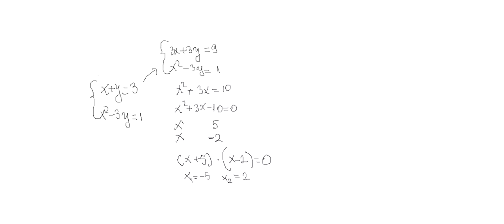After that, we need to substitute these values in order to find the respective y for each of them. On the first or the second equation, we can use whatever we want. If x1 is equal to negative 5, what will be the respective y1? It will be negative 5 plus y equal to 3. Adding 5 on both sides, y1 will be 8. So this will be the point negative 5 and 8.